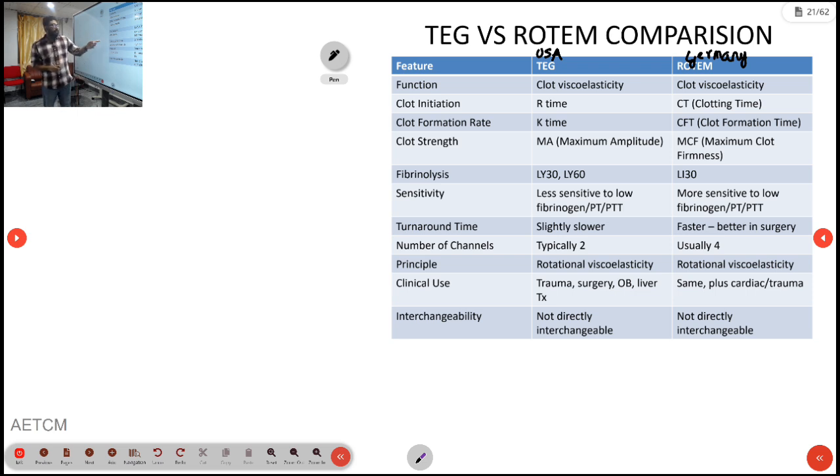And the number of channels, how many samples we can test at one time. In TEG, it is usually 2 samples at one time. In ROTEM, we can test up to 4 samples at one time. So that is the difference. And in trauma cases, ROTEM is always more preferred compared to TEG. So those are the main differences between TEG and ROTEM.